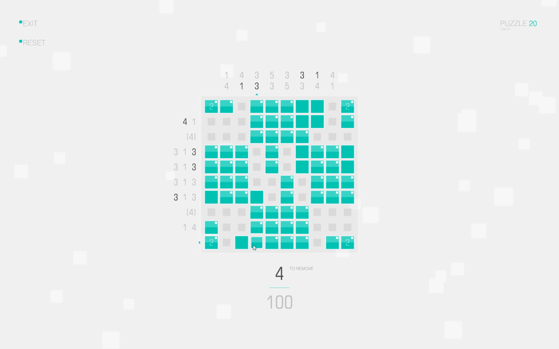What do we have left here? Here we need 4 on this line. Here we need 3 and 3. We have, so it's this or this, so it cannot be this. Here we need 1 and 4, it has to be this one. Here we need 3.